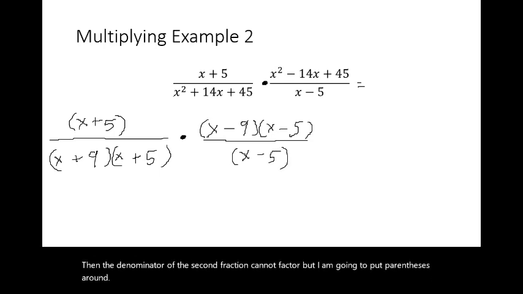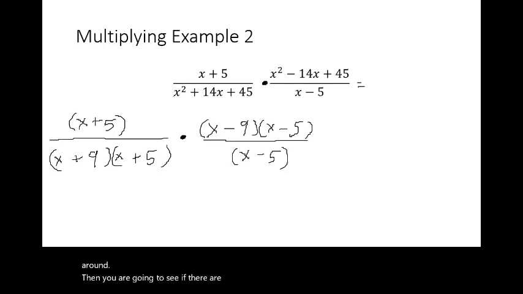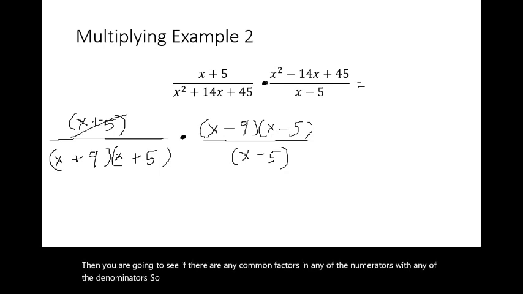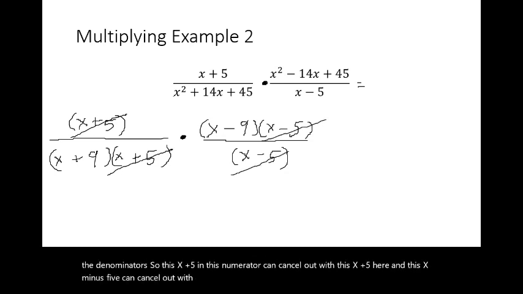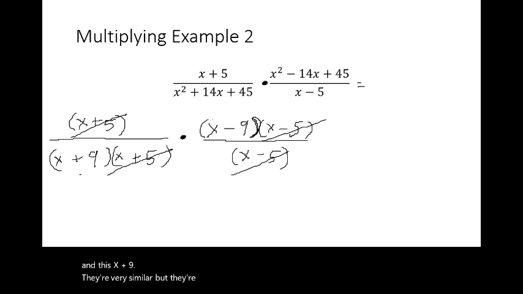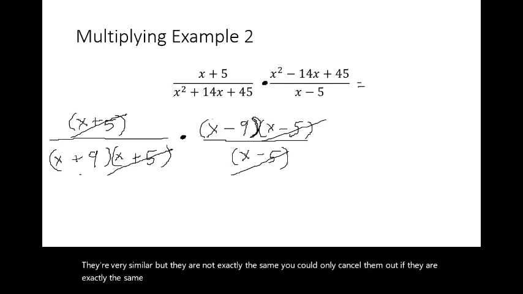Then you are going to see if there are any common factors in any of the numerators with any of the denominators. So this x plus 5 in this numerator can cancel out with this x plus 5 here. And this x minus 5 can cancel out with this x minus 5. Now, the factors that are left over, this x minus 9 and this x plus 9, they're very similar, but they are not exactly the same. You could only cancel them out if they are exactly the same. And because these are not exactly the same, we can't do anything with this. We cannot cancel these out.